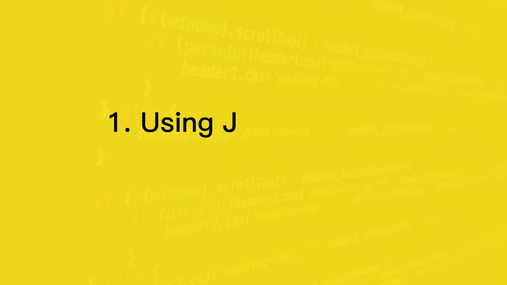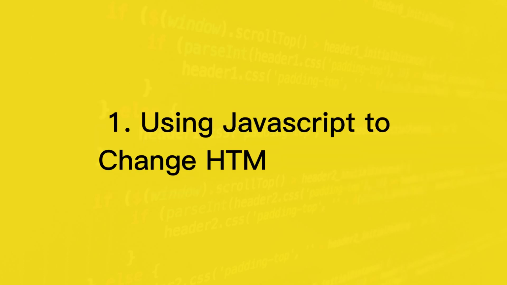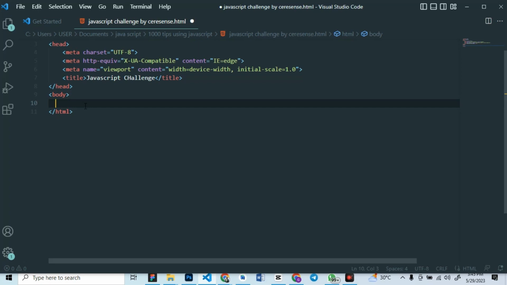Number 1, using JavaScript to change HTML content. So I'm in the body section of my code and I want to create a paragraph with an ID. For the purpose of our learning, I'll be using the ID demo anytime I'm calling an ID for explanation. And in this paragraph, you can put any text you want. For me, I'm putting "change this text." That means I want to change this particular text using JavaScript.